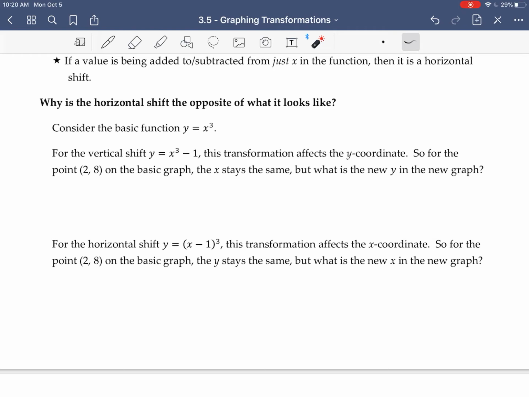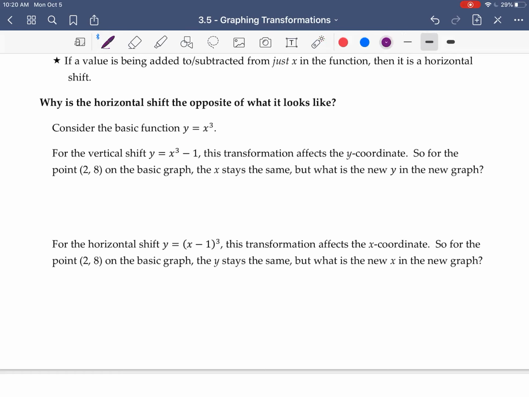So if we think about the vertical shift, I have y equals x cubed minus 1. This transformation affects the y coordinate because it's on the outside. It's not in the cube. So the point (2, 8) is on the basic graph. The x value stays the same, but the new y value is going to be 1 less.